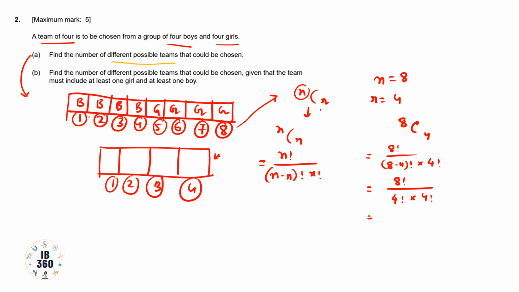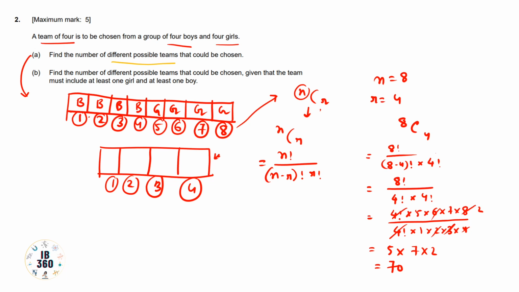Now 8 factorial, we can write as 4 factorial into 5 into 6 into 7 into 8, divided by 4 factorial into 1 into 2 into 3 into 4. Let me elaborate this: after 4 factorial, if we multiply 5, 6, 7, 8, it becomes 8 factorial. And the 4 factorial cancels. Now from here we can see 3 2s are 6, then 4 2s are 8. So ultimately the answer is 5 into 7 into 2, which is equal to 70.